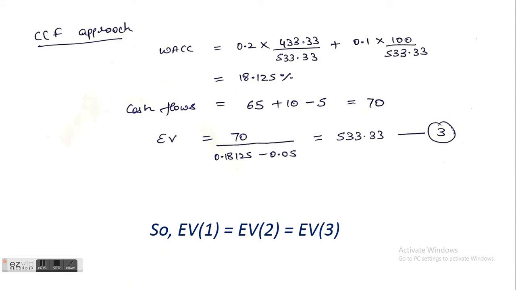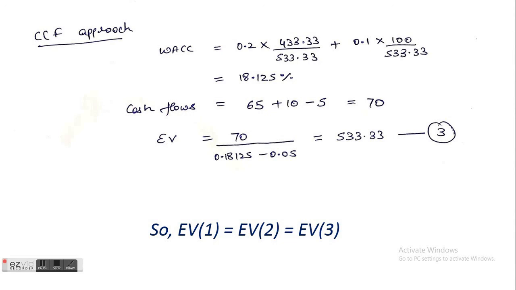Let's quickly look at a third approach, which is the capital cash flow approach. Do remember that in the capital cash flow approach, we do not adjust for the tax shield in the cost of capital. Therefore, the WACC formula does not include KD into 1 minus T. Hence, the new WACC in this case is 18.125%.